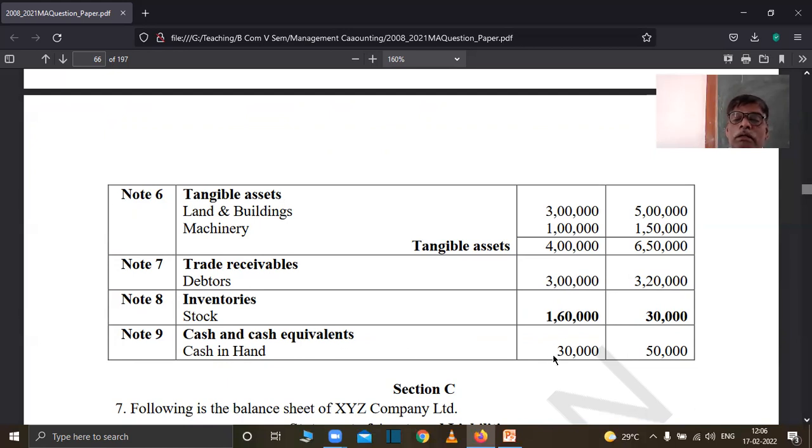Then cash in hand 30,000, 50,000. You take that cash increase in the increase column. So 3 current liabilities, 3 current assets. 6 items are there. You take the 6 items and complete the schedule of changes in working capital. Okay, you see the solution.